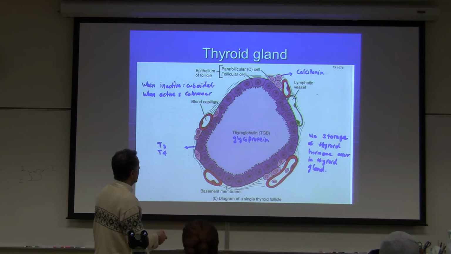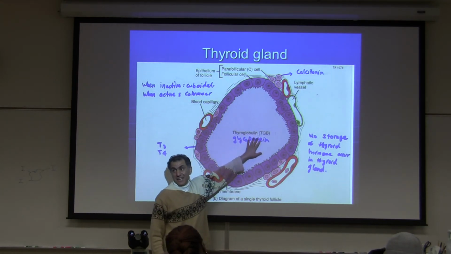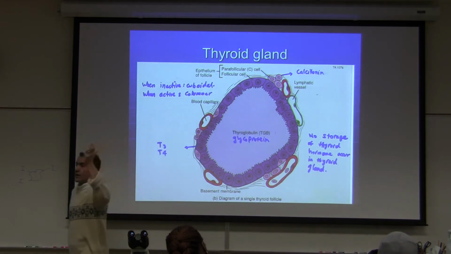Maybe you have it on your slides. No storage of thyroid hormone occurs in the thyroid gland. As I already said, when it is here, there is no hormone. It's just a protein molecule called thyroglobulin.